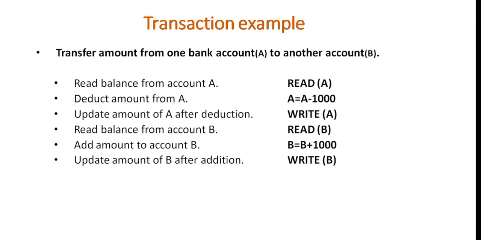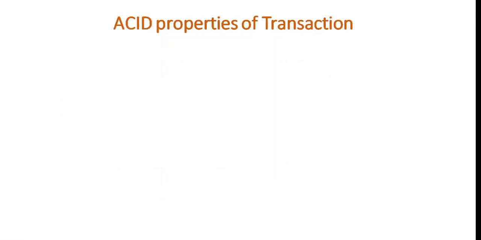So this is a simple example of a transaction for transferring an amount from one account to another account, and this transaction consists of 6 instructions. So this set of 6 instructions is called a transaction.